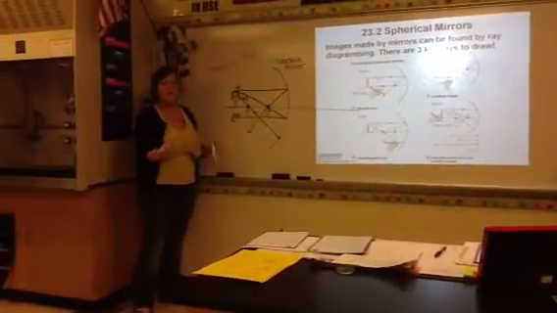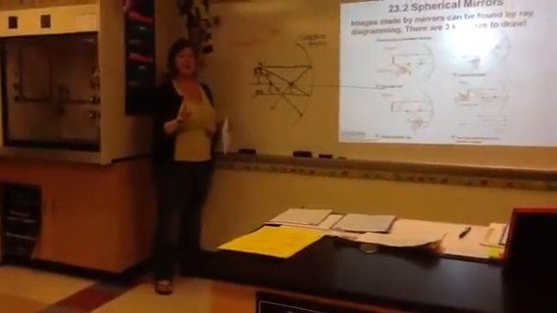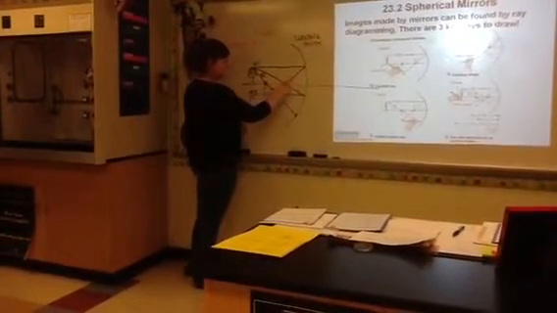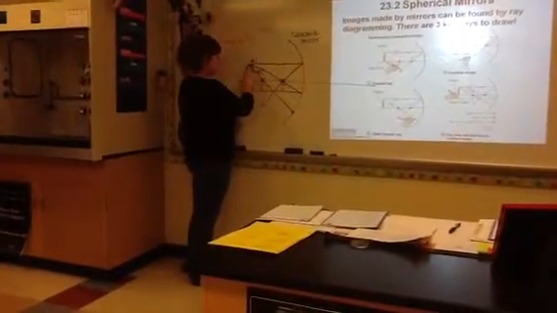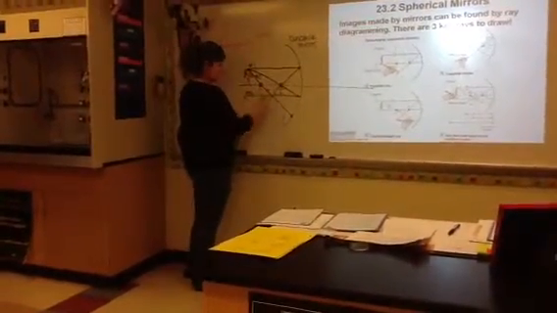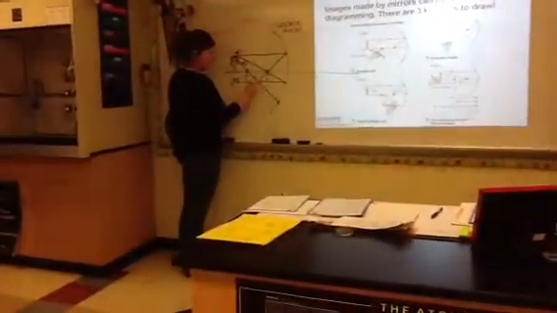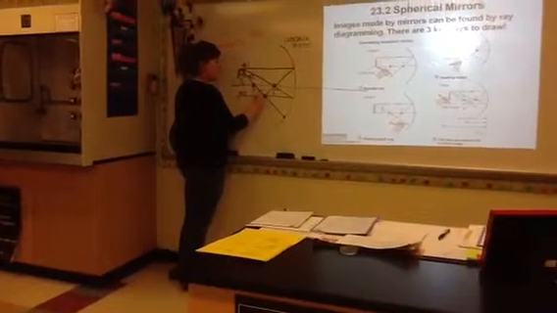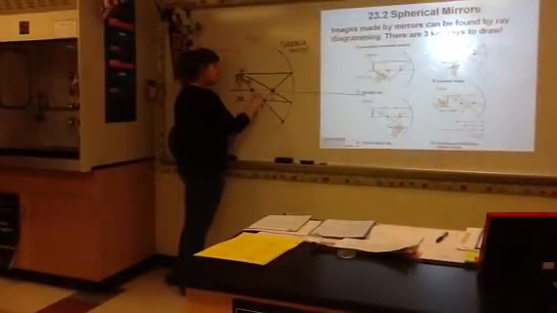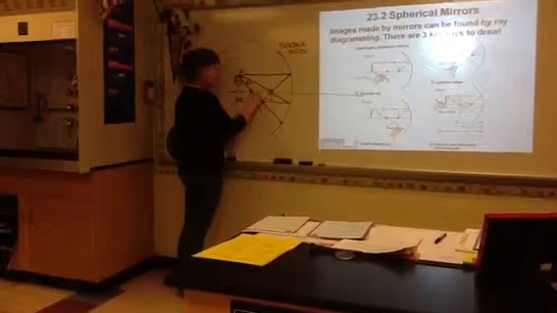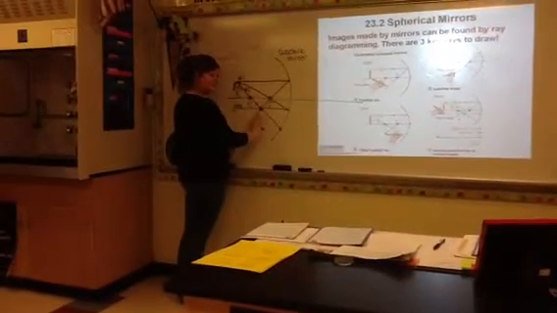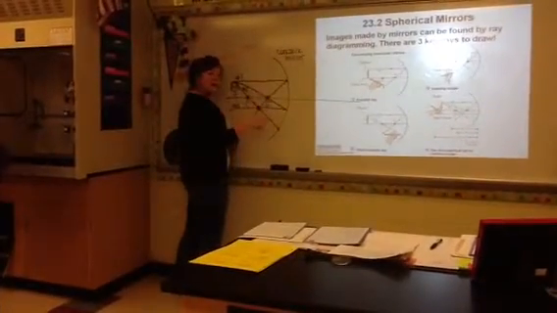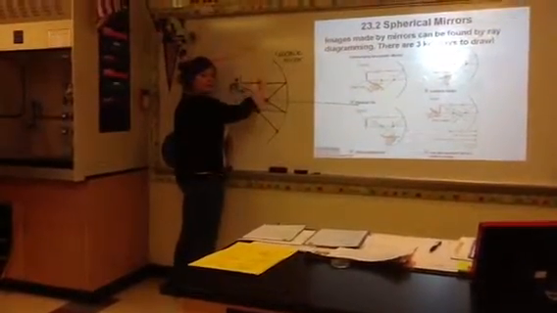My goal is to find where all 3 of those rays intersected with one another. I don't see that anything's intersected here. I only have 2 lines. Where all 3 lines have come together is right here. So that means my image has to be located right here. Since it's under the optic axis, it has to be inverted. There's no way it could be upright. The only way it could be upright is if it were above the optic axis.